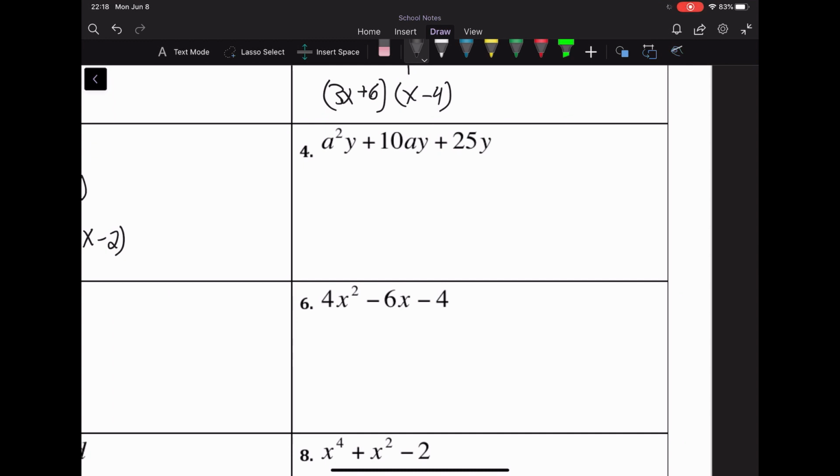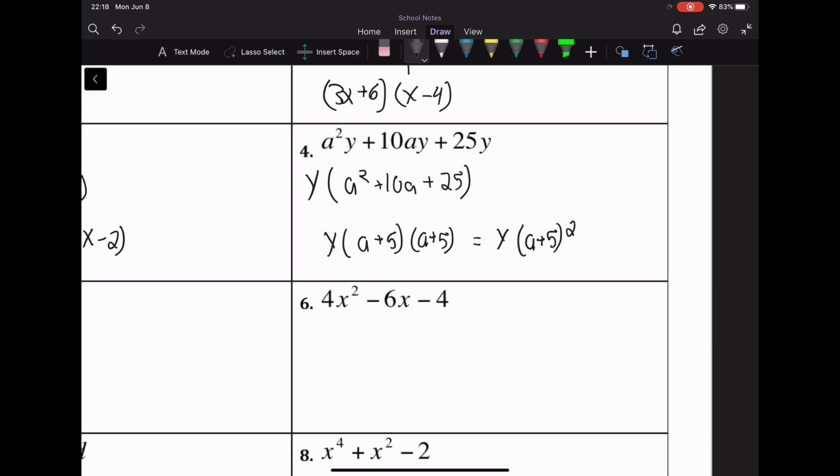So it looks like we have a y in all of these that we could take out first. So let's just divide all those terms by y. So we'll have a squared plus 10a plus 25. This looks a lot more manageable now. So what two factors of 25 add up to 10? In that case, it's going to be 5 for both of them. So we'll have y times a plus 5 times a plus 5. Another answer that you could write is y times a plus 5 squared. And these are equivalent statements, so either one is acceptable.